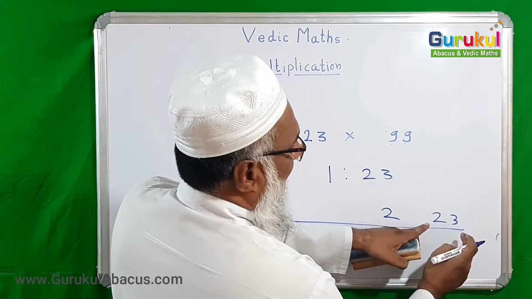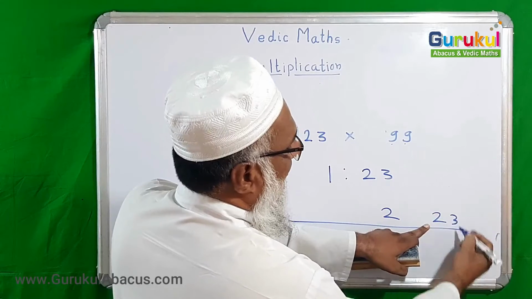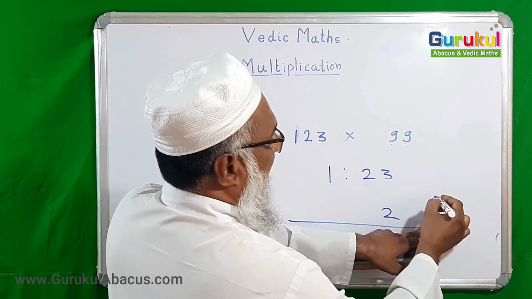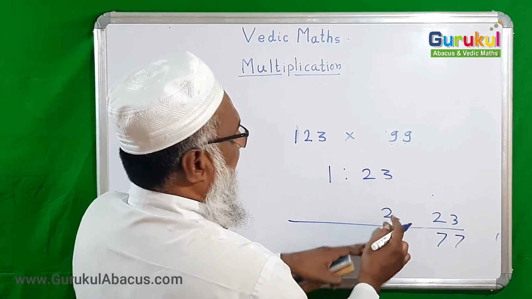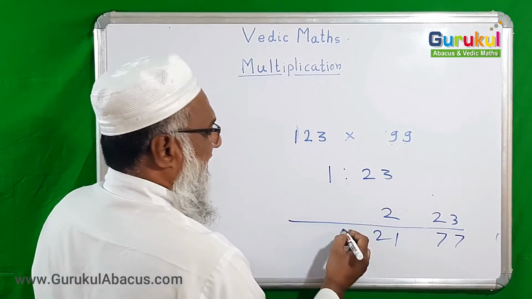Now here is 23. So the last digit we subtracted from 10. So we got 10 minus 3, 7. And then the rest of the digits from 9. So 9 minus 2, 7 we got here. And then this 2 we subtracted from this. So we got 21. And this one as it is we wrote.